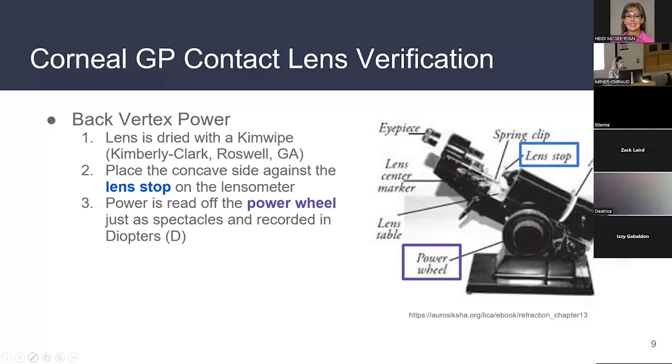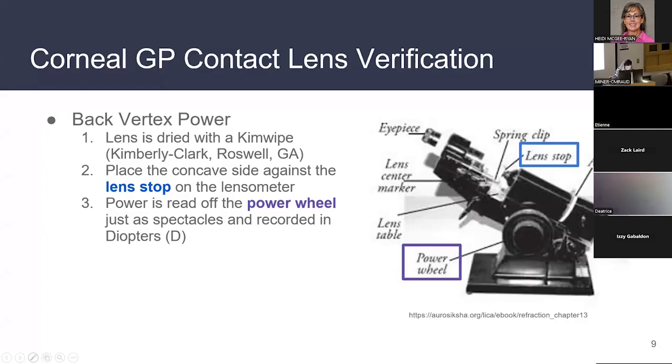Then you just adjust the power wheel to find out exactly how much power there is there, making sure the mires are in focus as possible. Typically, when you're verifying a corneal gas permeable lens, you are only going to find spherical power. Do not worry about the cylinder, just because the majority of these lenses are spherical in nature. Toric lenses do exist, but it makes it way more complicated. Just neutralize the sphere and let us know what that power is.